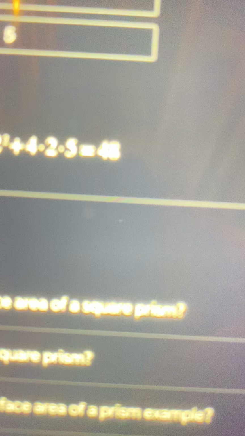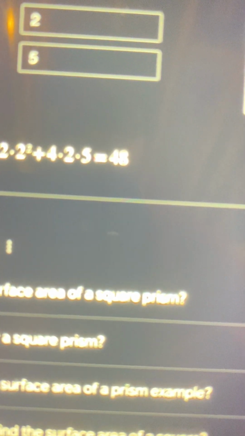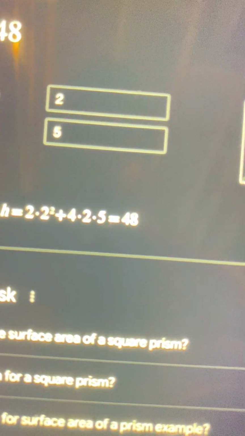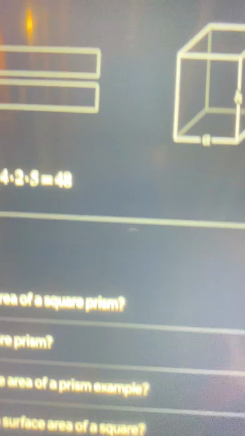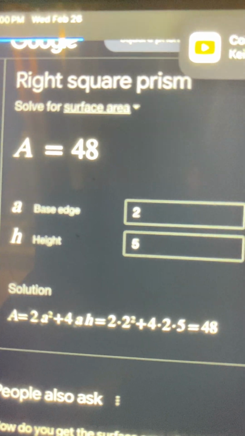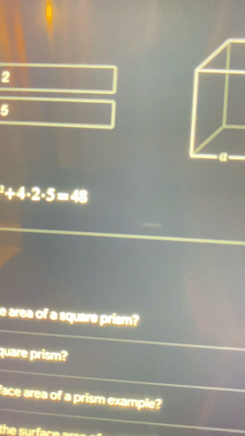Okay, let's get this straightforward. 4 times 2 is 8. 8 times 5 is 40. 2 times 2 is 4. 4 times 2 is 8. That's correct! Yay! I did it right, because 8 plus 40 is 48. So sometimes you have to solve the equation a different way instead of the same way, because that could confuse you. So yes, the surface area is 48, because 2 times 2 squared plus 4 times 2 times 5 is 48. So that's how we got that answer.